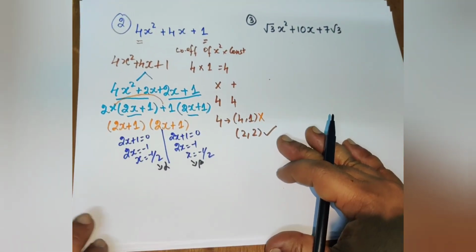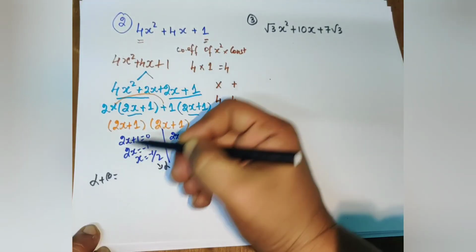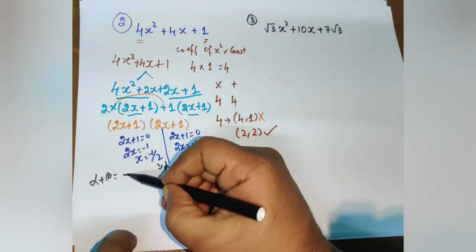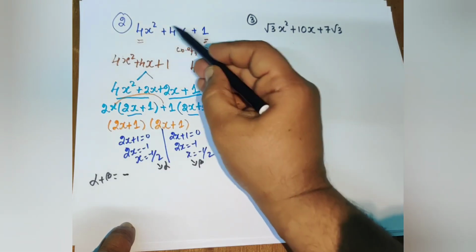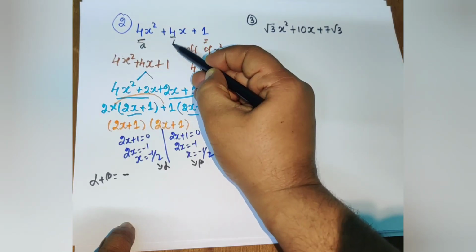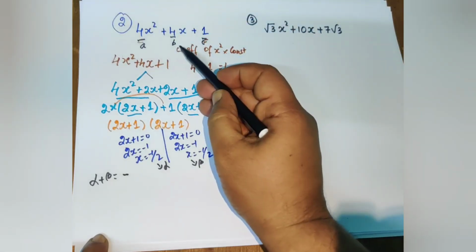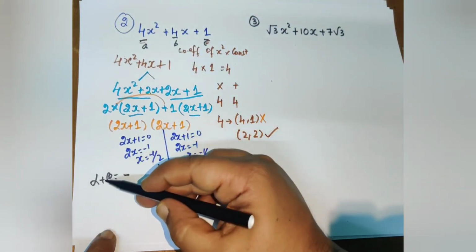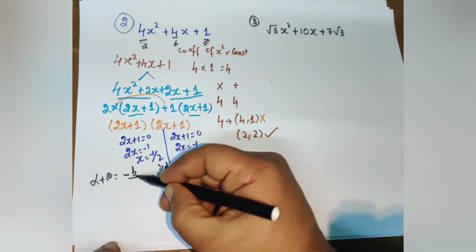Now we know the formula, right? Alpha plus beta is equal to minus the coefficient of x divided by the coefficient of x square. This is nothing but a, this is b, and this is c. What is the coefficient of x? The coefficient of x is b, which is 4. Alpha plus beta is equal to minus b by a.